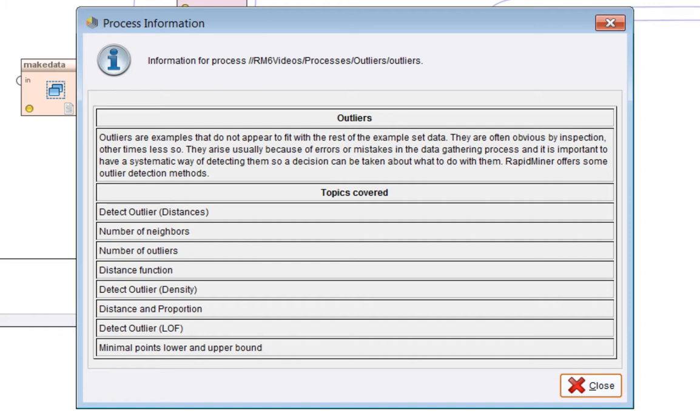RapidMiner offers some outlier detection methods. So we'll cover the detect outlier distances operator, which has three important parameters. These are the number of neighbours, number of outliers, and distance function. Then we'll look at the detect outlier density operator, which has distance and proportion parameters. And then finally we'll look at the detect outlier LOF, which stands for local outlier factor operator. This has minimal points lower and minimal points upper bound parameters.